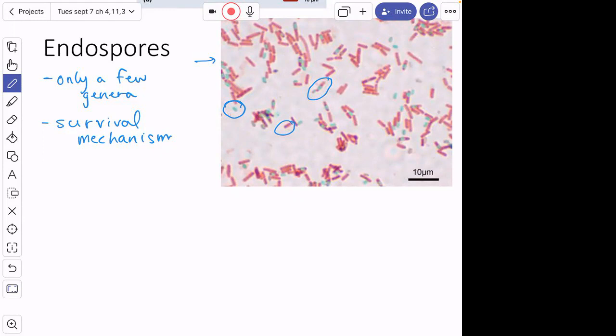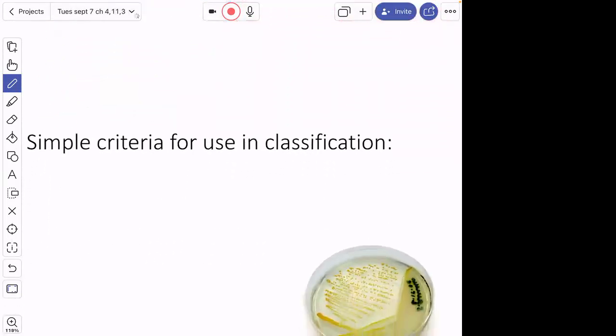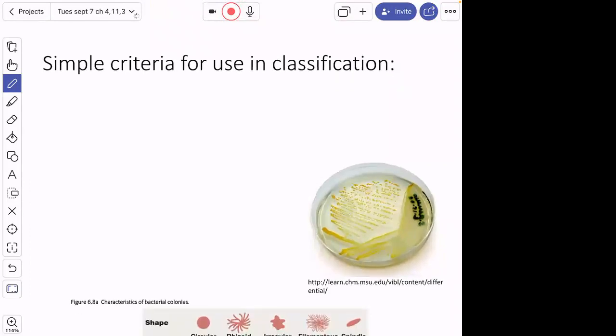So because only a few genera can actually do this, that makes those genera kind of unique. It makes sense to group those organisms together that are able to form spores. All right. So we'll talk a little bit more about that spore cycle probably next time.